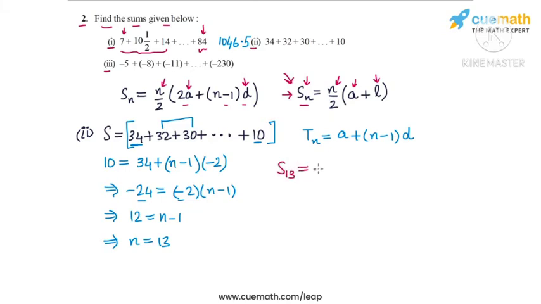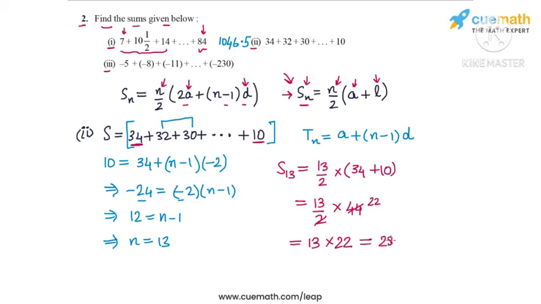The sum of these 13 terms will be 13 by 2 into (a plus l). So what is a? a is 34 and l is 10. So 34 plus 10 is 44. Now we get 13 by 2 into 44, and if we divide by 2, we get 22. So 13 times 22, and 13 times 22 is 286. So the sum in part 2 is equal to 286. So that completes part 2.